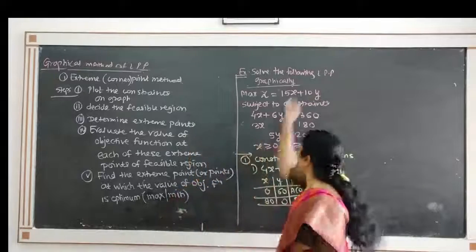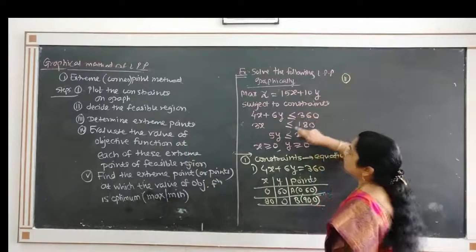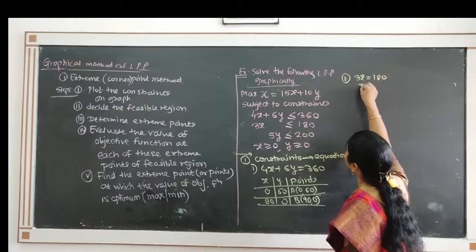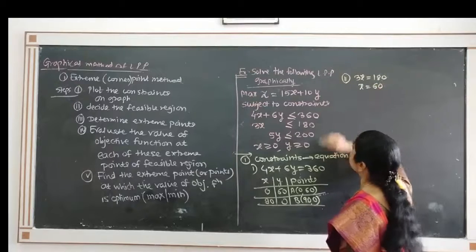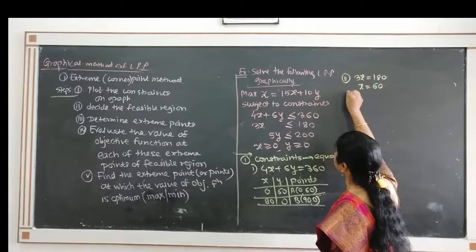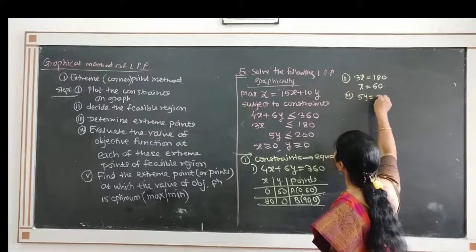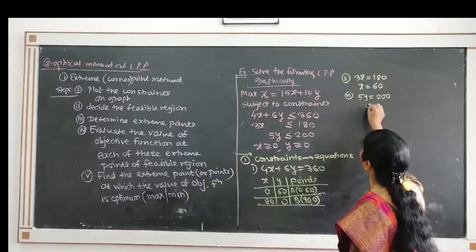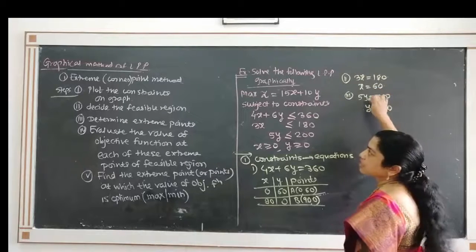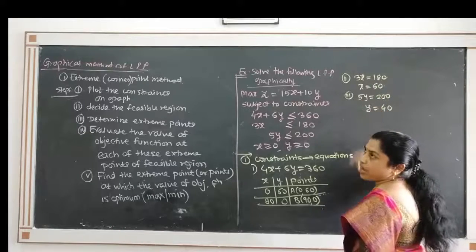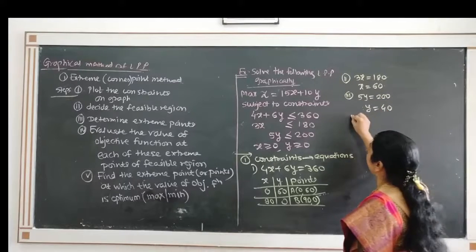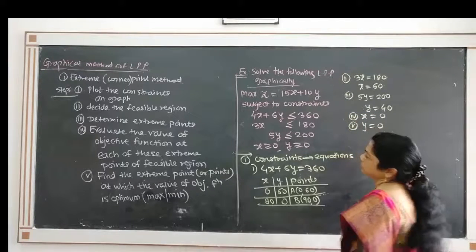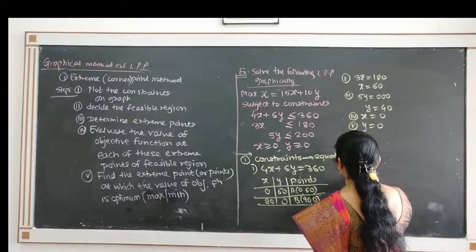Now see the second constraint. The second constraint is 3x less than or equal to 180. As an equality it becomes 3x equal to 180, that is x is equal to 60. The third constraint is 5y equal to 200 as an equality, and therefore y is equal to 40. As these are lines parallel to the x and y axes, therefore the fourth one is x equal to 0 and the next one is y equal to 0. So plot the graph.